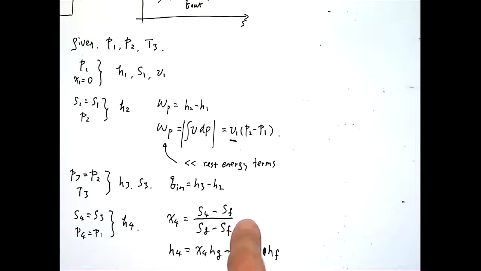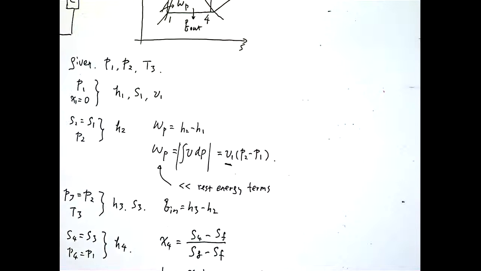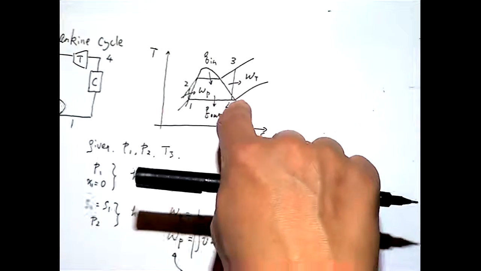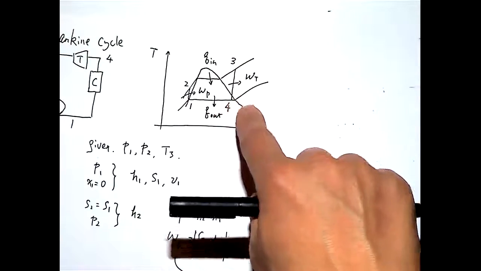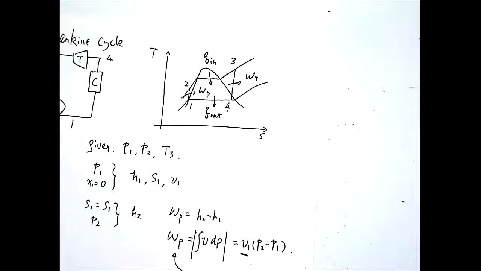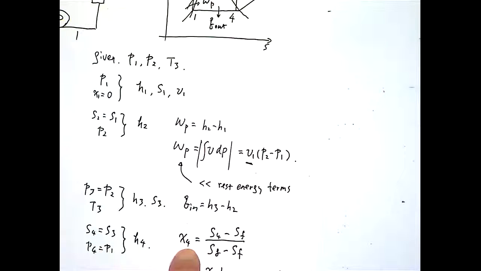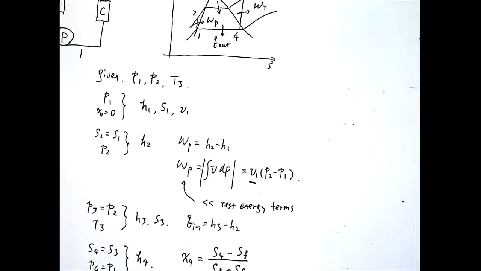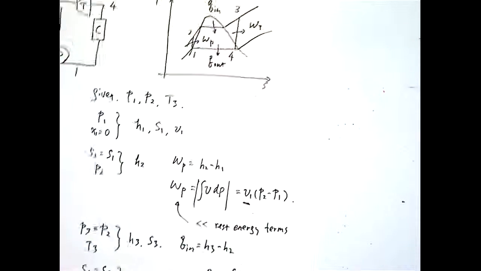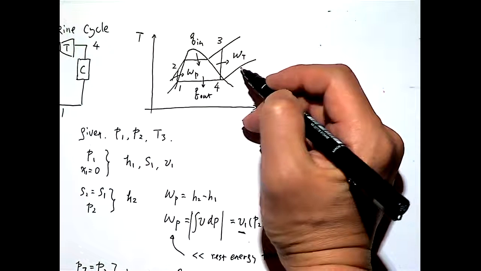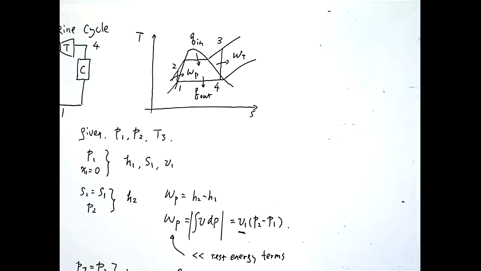So the calculation here assumes that you end up with the state 4 underneath the saturation dome, which means you are dealing with a two-phase state. What if you calculate x4 greater than 1? If you calculate x4 greater than 1, which means outside the saturation dome, and on the right-hand side, right? Which means it's an overheated vapor.